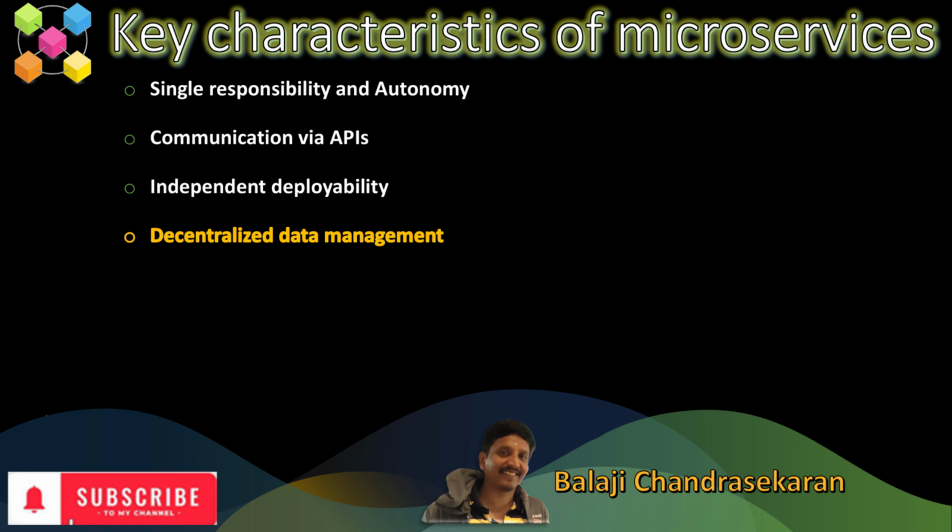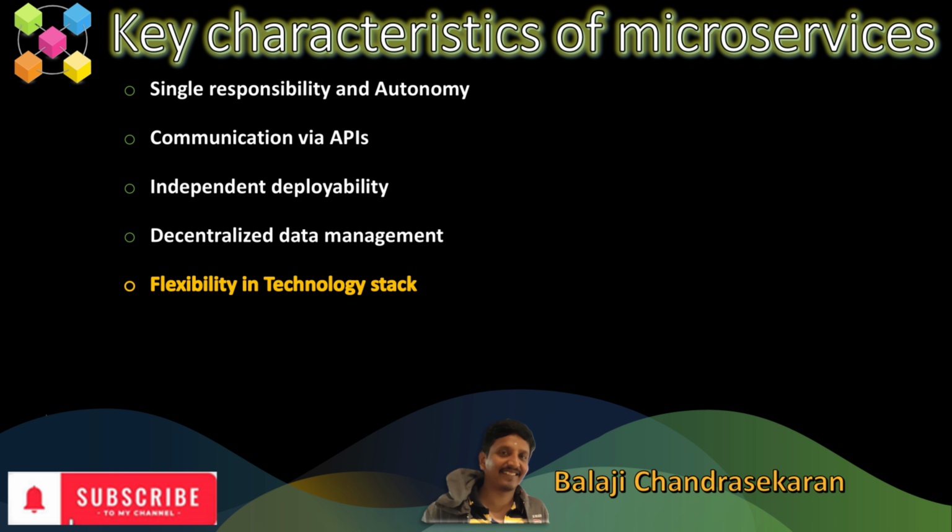Decentralized data management. Unlike monolithic applications, where all components share a single database, each microservice often has its own database or data storage mechanism. This enables microservices to be decoupled at the data level and allows teams to choose the best database technology for each service's needs.